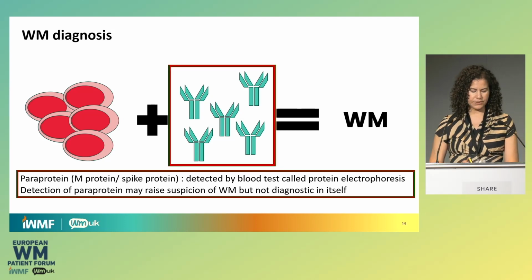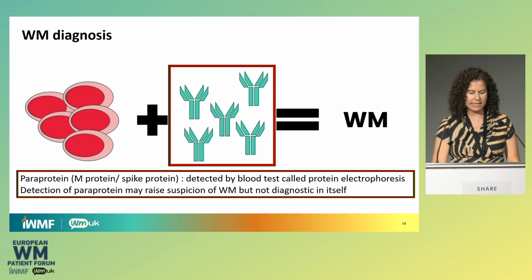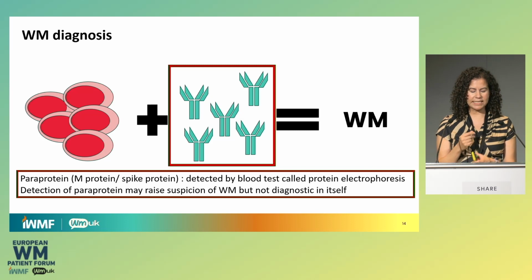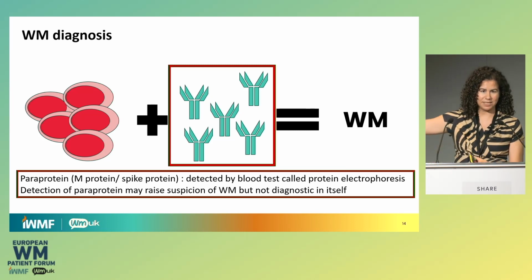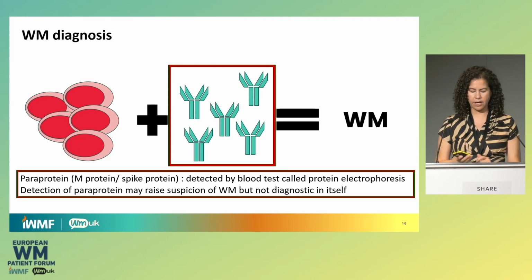And so the paraprotein is, I should say, sometimes called an M protein or spike protein. It's detected by the blood test that we do. And sometimes you'll see the blood test referred to as a protein electrophoresis. So some of you, the way that your disease may have been diagnosed was because people had picked up in a blood test that you'd got this abnormal paraprotein. So that may have raised the suspicion of lymphoma or WM, but it's not diagnostic itself, because obviously we need to prove that there's the abnormal cells as well. But once you've had a biopsy, it confirms the two.